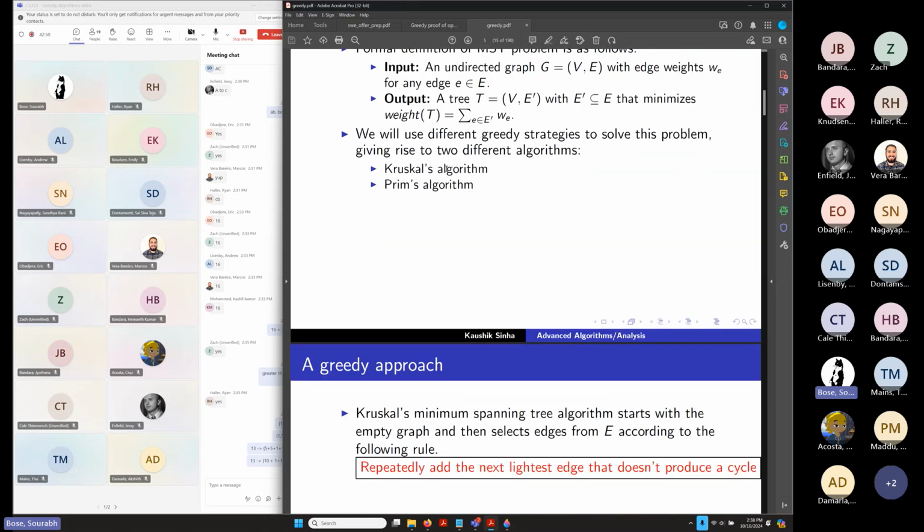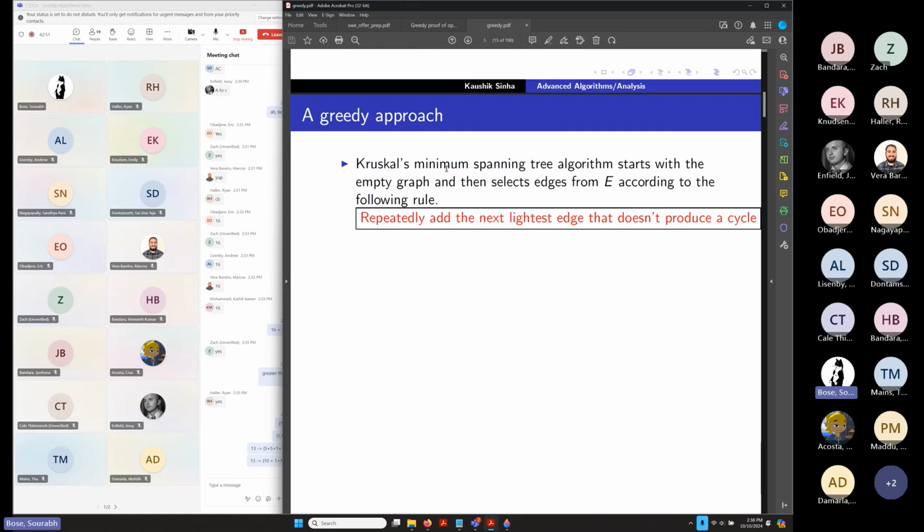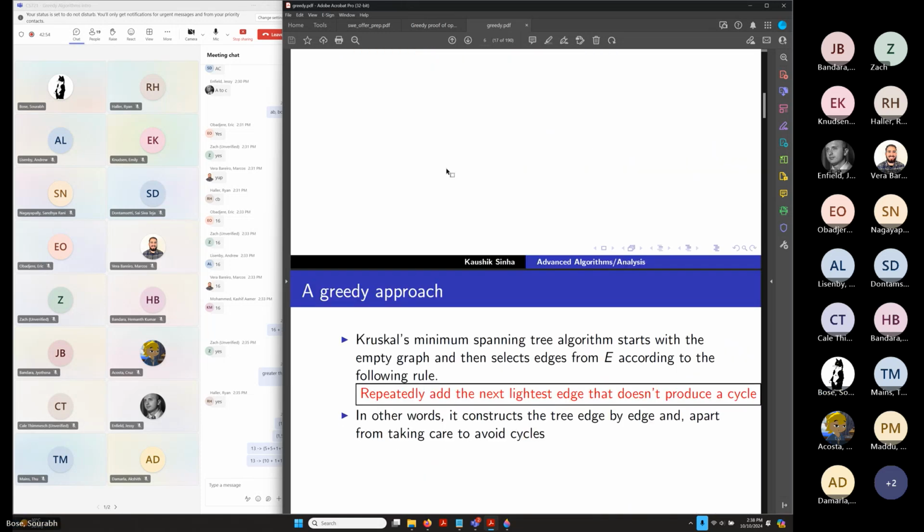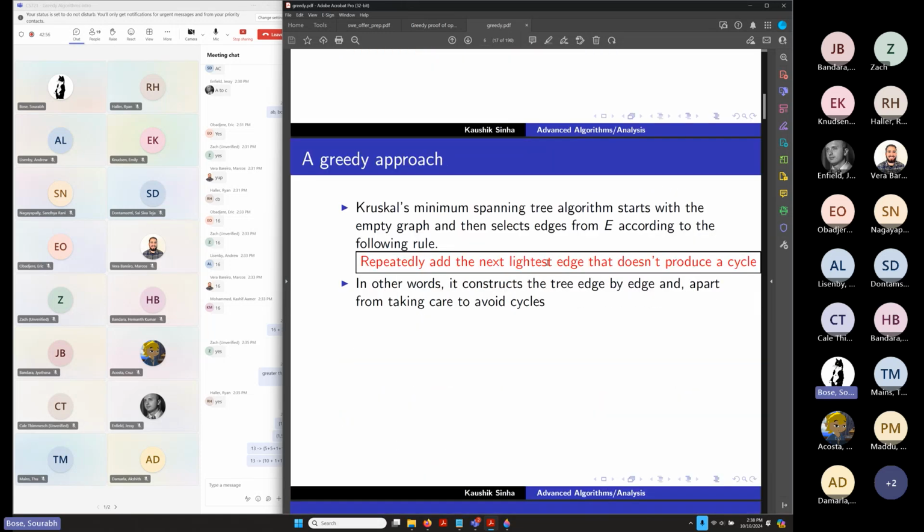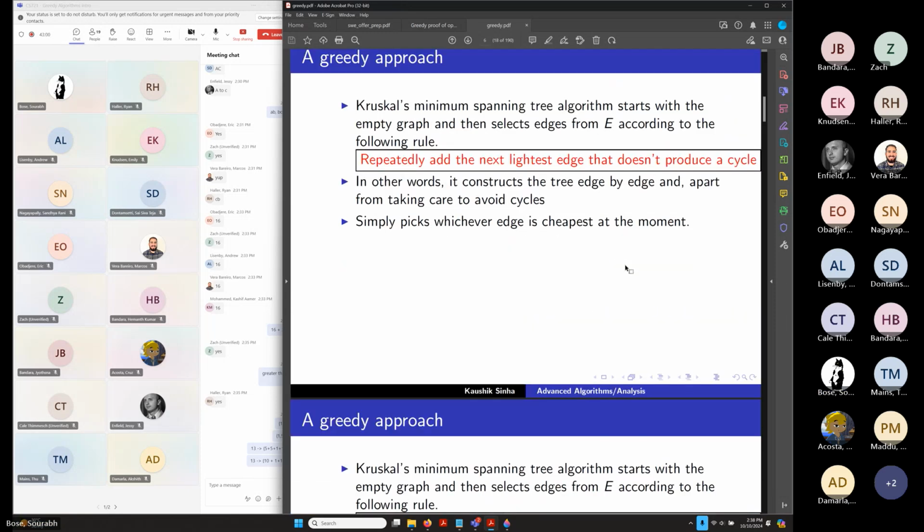There are two algorithms, Kruskal's and Prim's. Kruskal says repeatedly add the next lightest edge that does not produce a cycle. So it's basically simply going to pick whichever edge is cheapest. So it needs to sort the edges first, which is n log n time complexity. And then it is going to add edges into the solution.